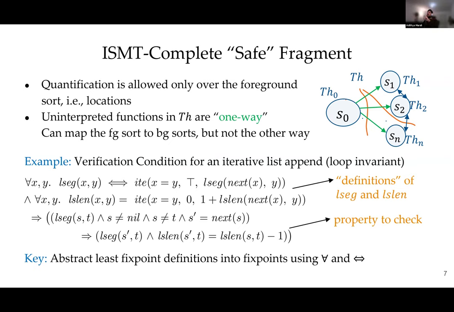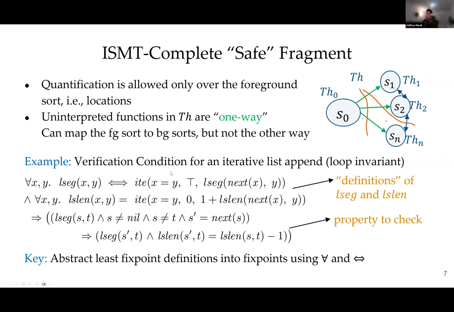The key point here is that to model problems in this fragment, we abstract the least fixed point definitions into fixed points using universal quantification for the formal parameters, the variables, and if and only if to relate the symbol to its body, but it's otherwise treated as uninterpreted.